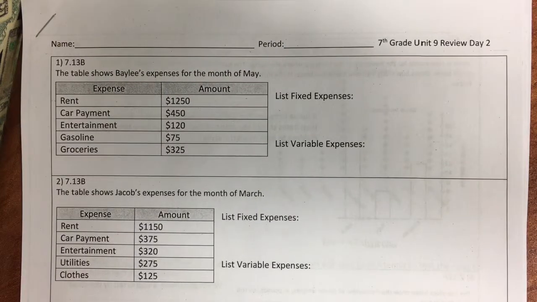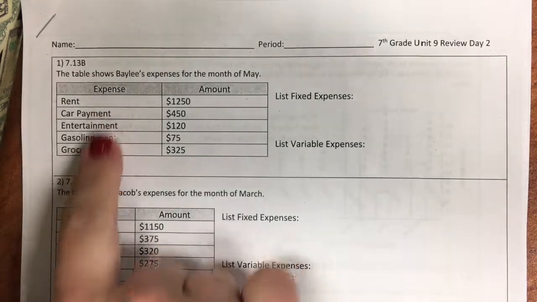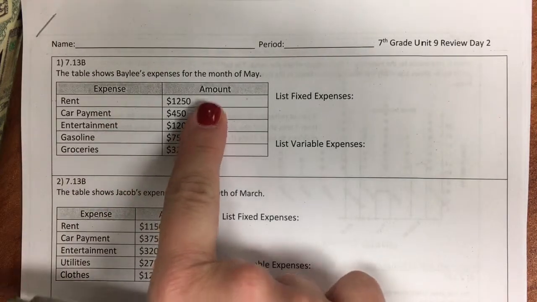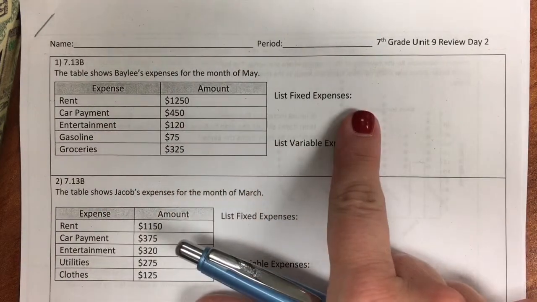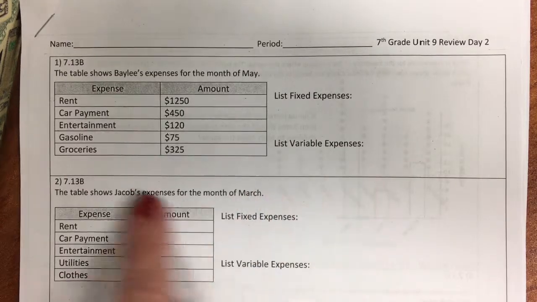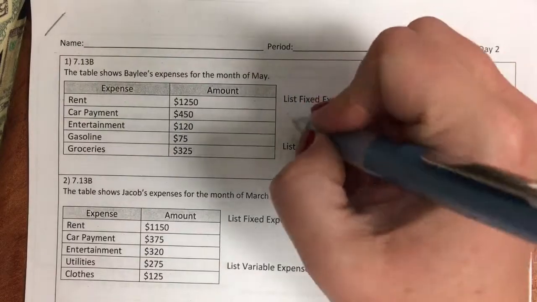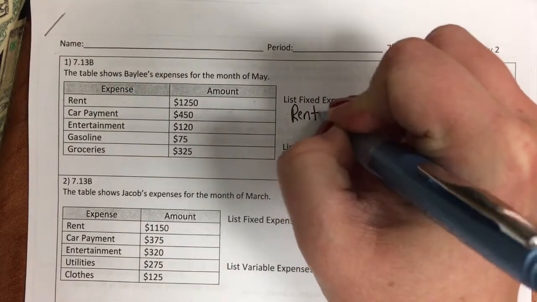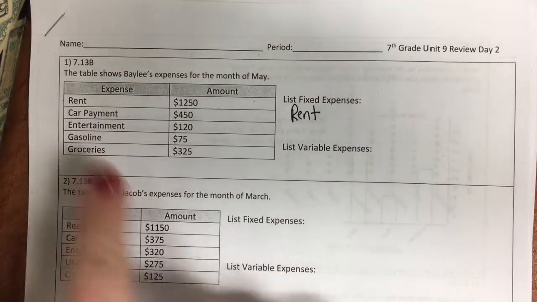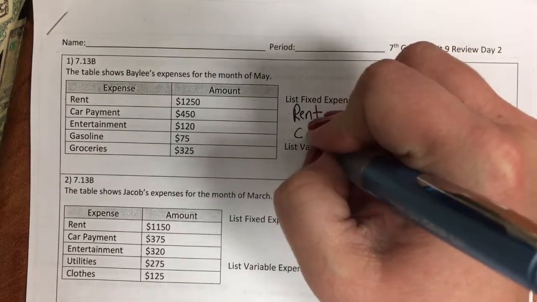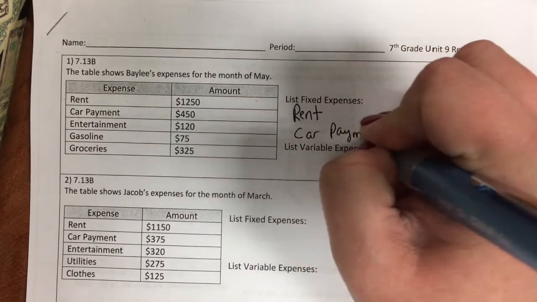Okay, number 1. The table shows Bailey's expenses for the month of May. So we have the expenses and we have the amount. And we're going to list the fixed expenses and the variable expenses. So rent, rent is a fixed expense. Rent does not change. Your car payment is a fixed expense. Your car payment does not change.